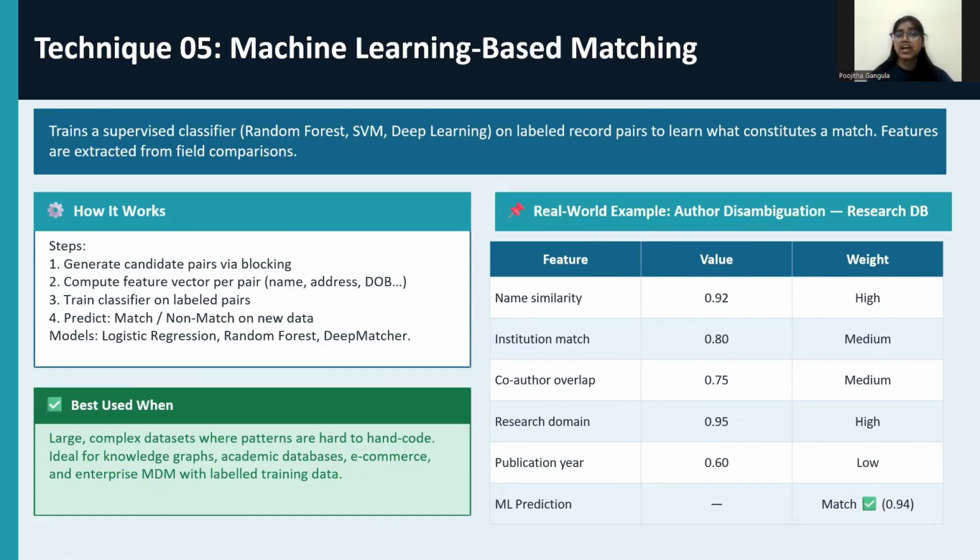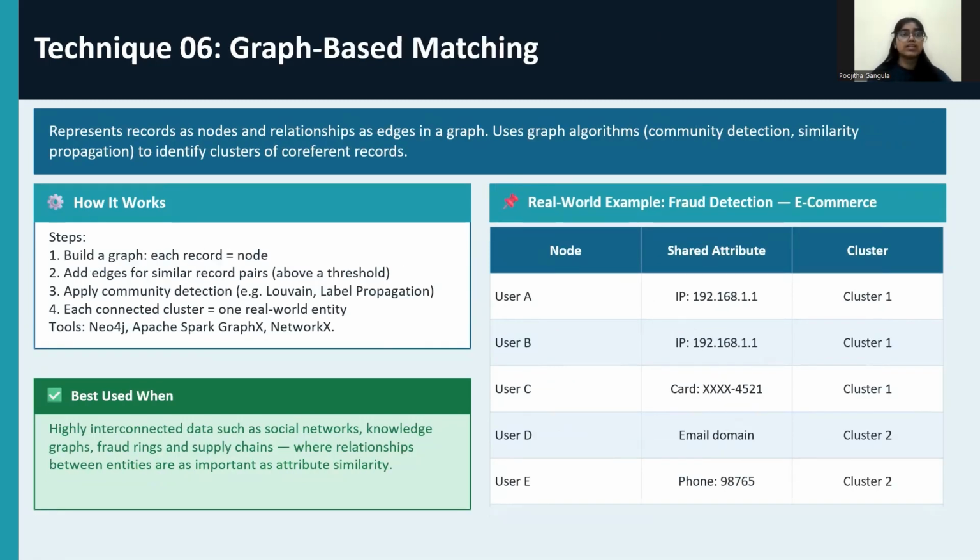Next, finally, we have graph based matching. In this method, records are represented as nodes in a graph. For example, users sharing the same phone number or IP address may be grouped together. This method is useful in detecting relationships such as fraud networks. However, it is more complex and computationally expensive. So this is mostly not used in many of the companies.